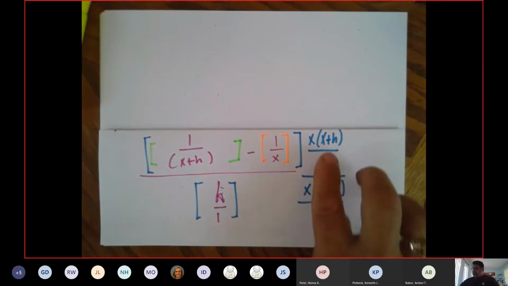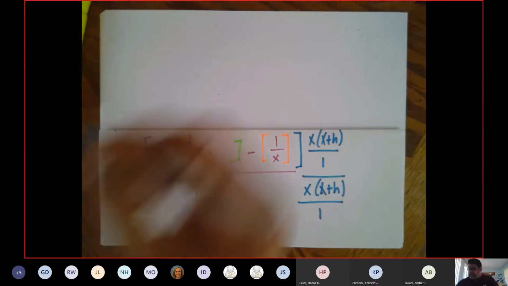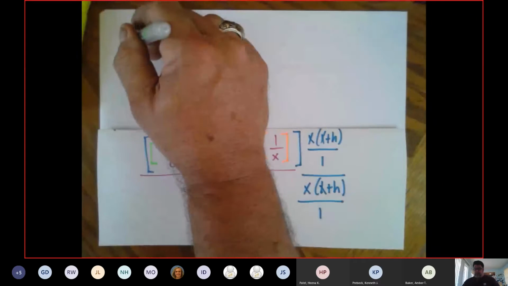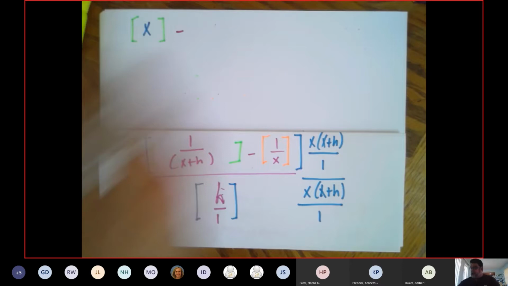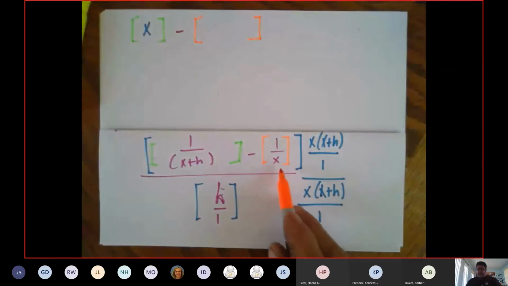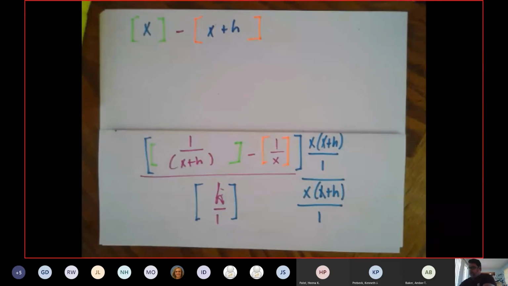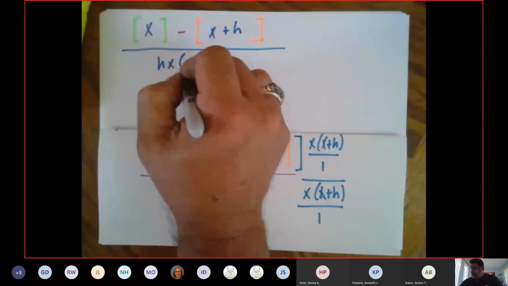And that's going to give me x times x plus h over x plus h, which leaves me with what? X. And that's in my green brackets. Minus, things I do for y'all. Well, what's x times x plus h over x? X plus h. All over h x times x plus h.